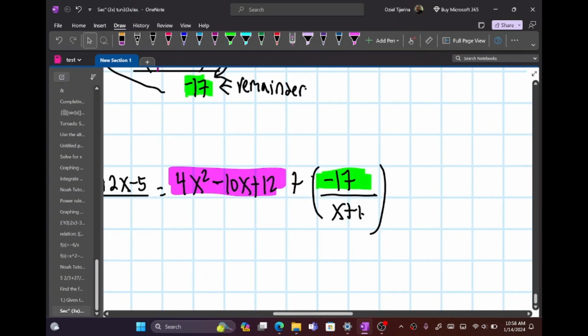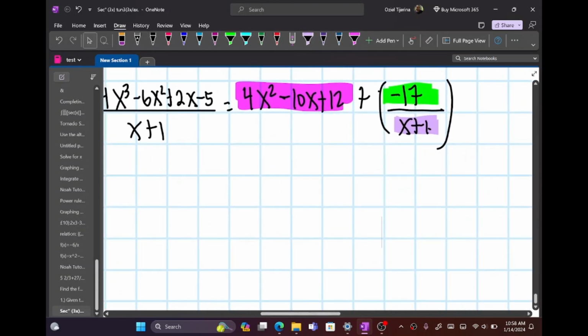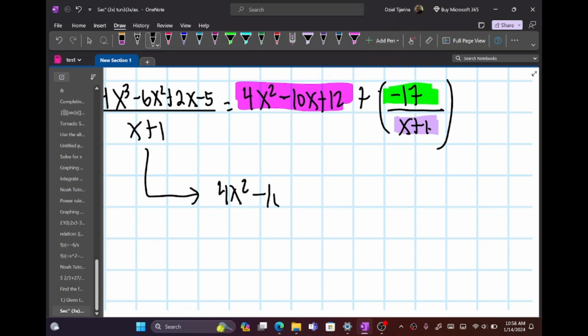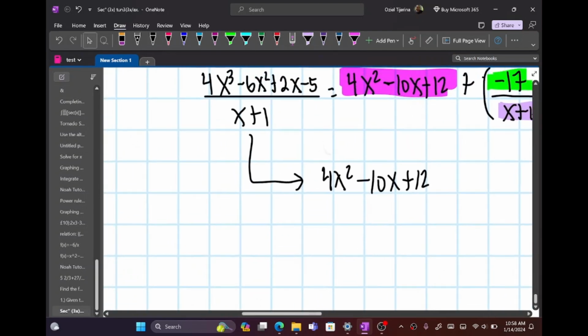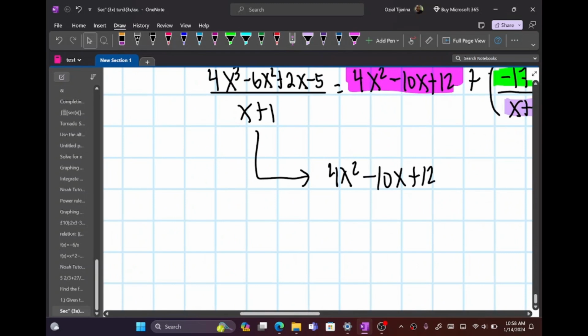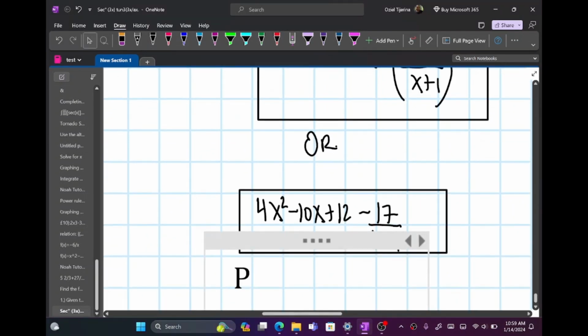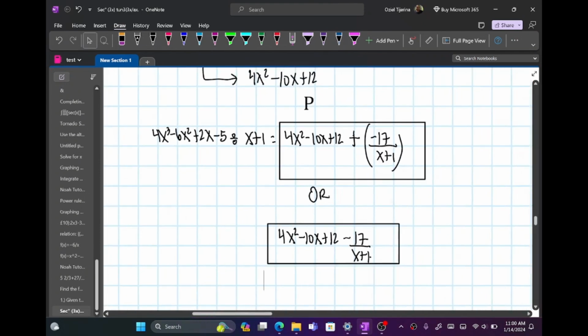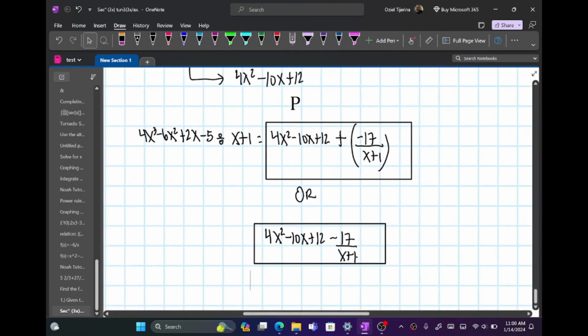So then we know that this is actually what we will end up getting for this answer. So therefore, this will be 4x squared minus 10x plus 12. And actually, let me write it this way. Hold on, guys. Okay, guys, so these are two different ways to write it. It doesn't matter if they have it the second way, that is also an answer.